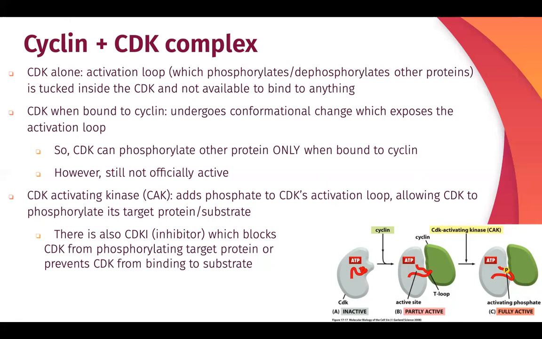So CDK activating kinases, the CAKs, add phosphates to the CDK activation loop, and that further allows CDK to be more active. Then it can go phosphorylate whatever target protein or substrate is needed. And like we said before, another way to regulate CDK is the CDKI, or the CDK inhibitor, that blocks CDK from phosphorylating downstream proteins or substrates.